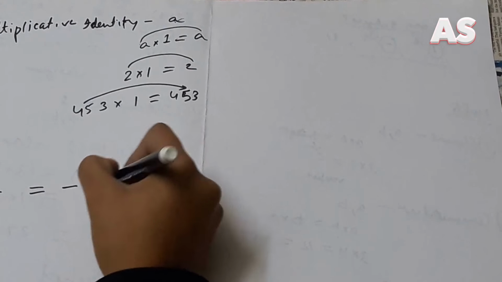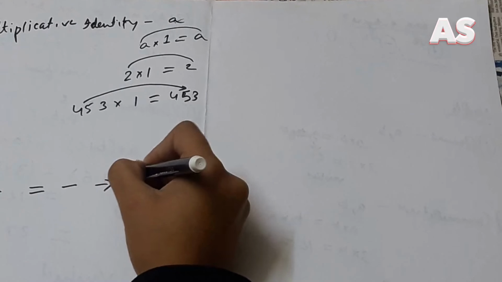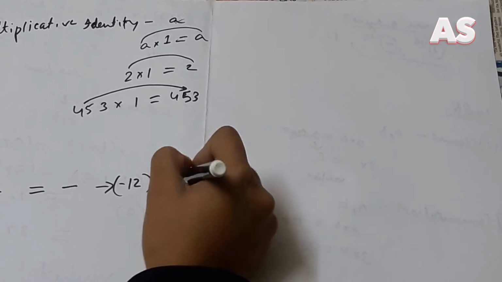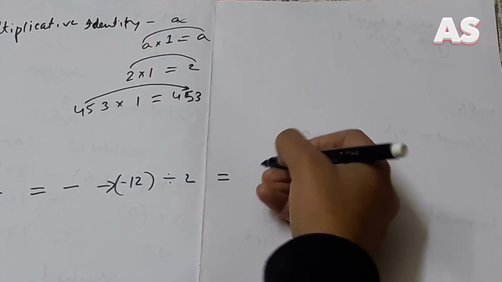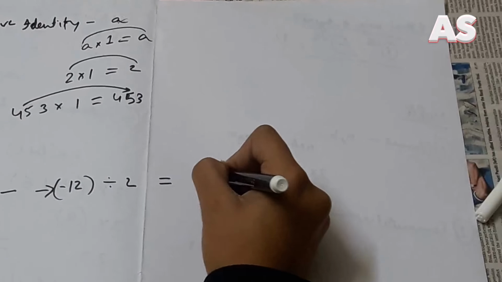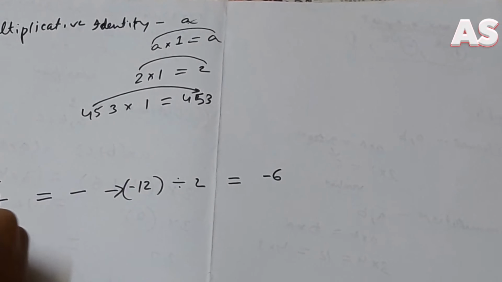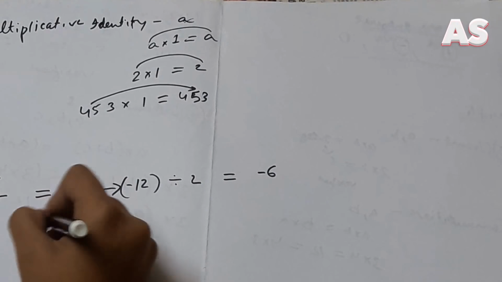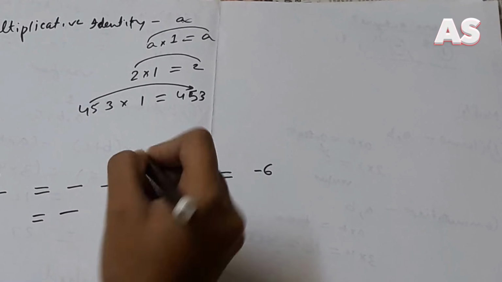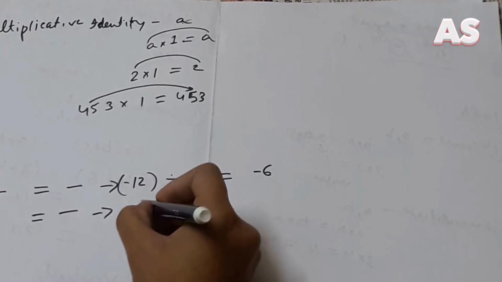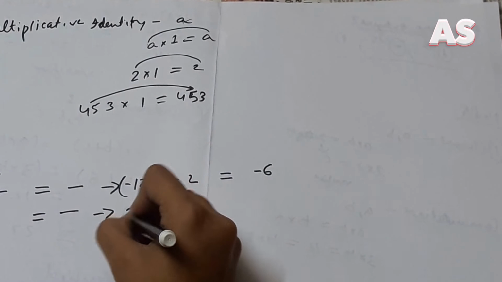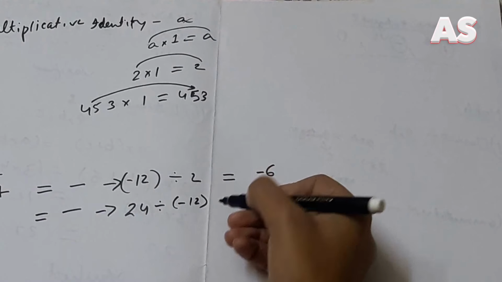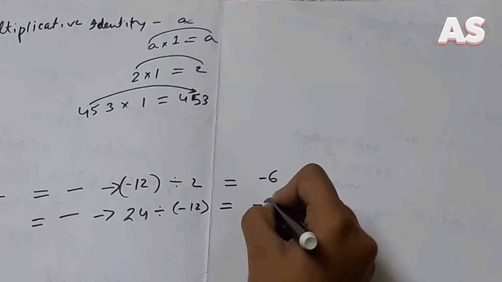For example, if you divide minus 12 by 2, the answer would be minus 6. The second is if you divide a negative number by a positive number or a positive number by a negative number, the quotient is again a negative number. For example, if you divide 24 by minus 12, the answer would be minus 2.